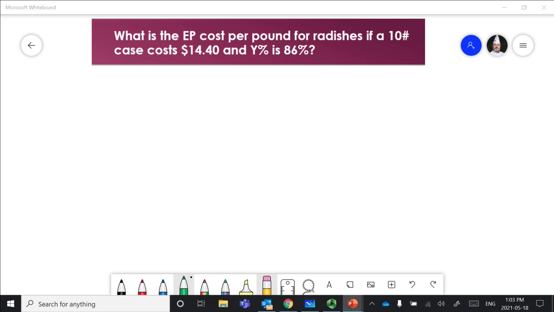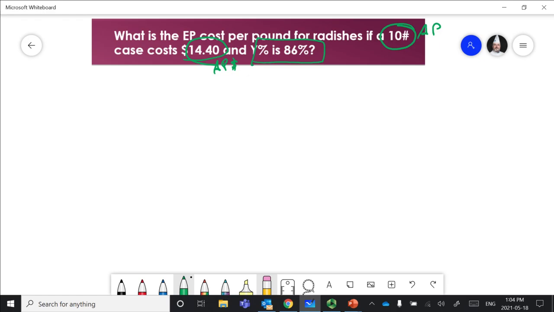So first off, like all my questions, I keep saying identify the information you have, right? So our EP, what is our EP cost per pound if we have a 10-pound case and it costs $14.40? Our 10 pounds is AP, that's how we bought it, and our price, $14.40, is AP dollars. And our yield percentage is 86%.